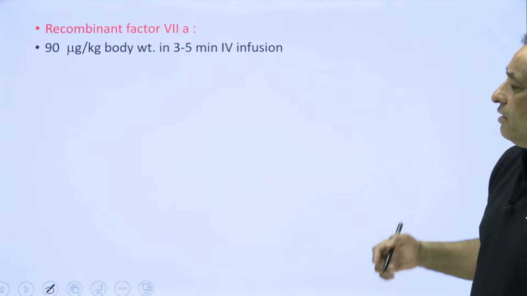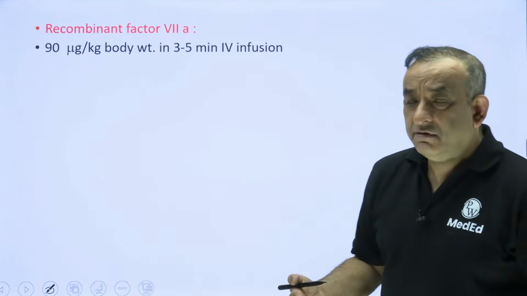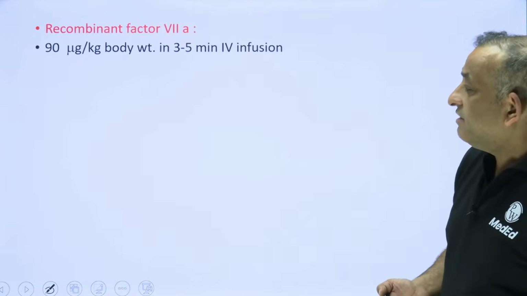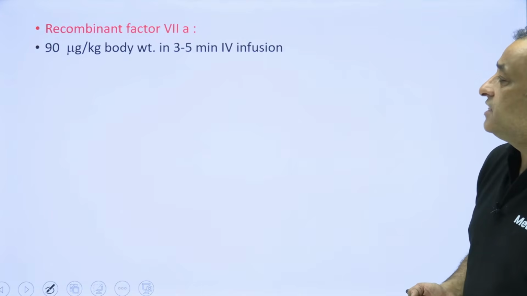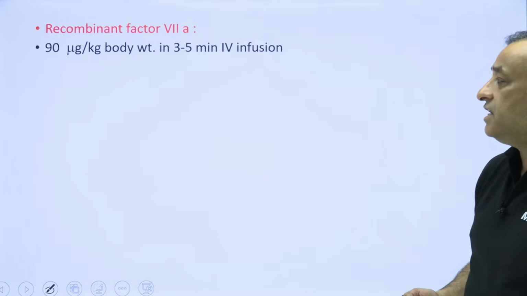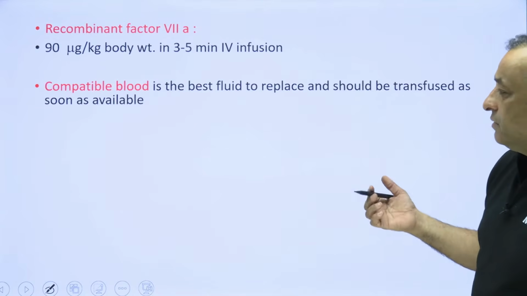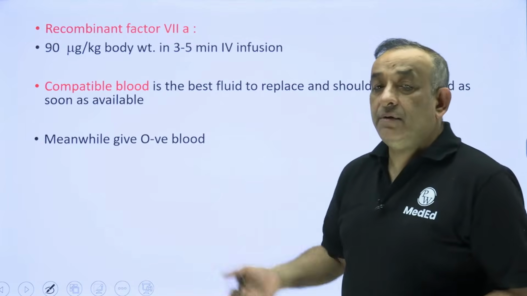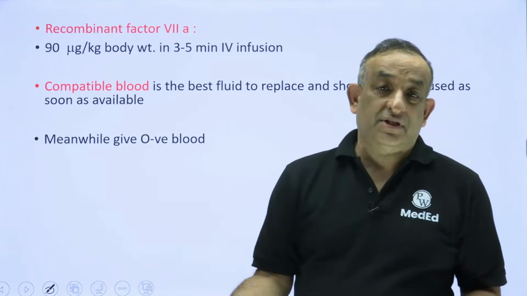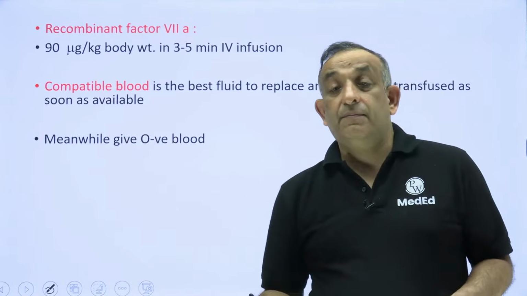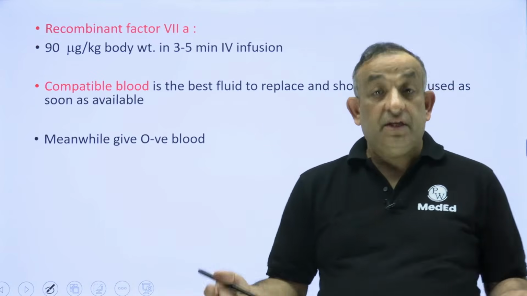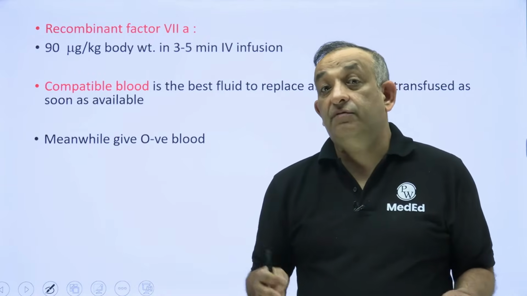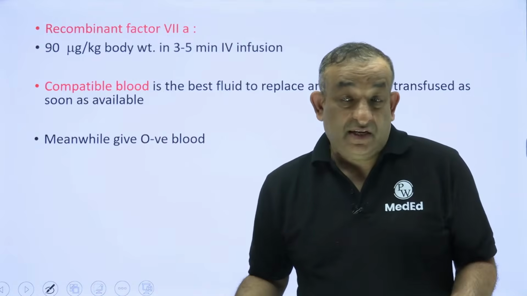Then we have to give management of PPH. We can also give recombinant activated factor 7A, 90 micrograms per kg body weight in 3 to 5 minutes in an IV infusion. And compatible blood is given as fast as possible. But if compatible blood is asked for, let's say the woman is A positive and you're asking for A positive blood, the blood bank is going to do the cross match over 45 minutes at least, fastest people. So 45 minutes to 1 hour will be taken for the cross-matched blood to come. By that time the patient may die.